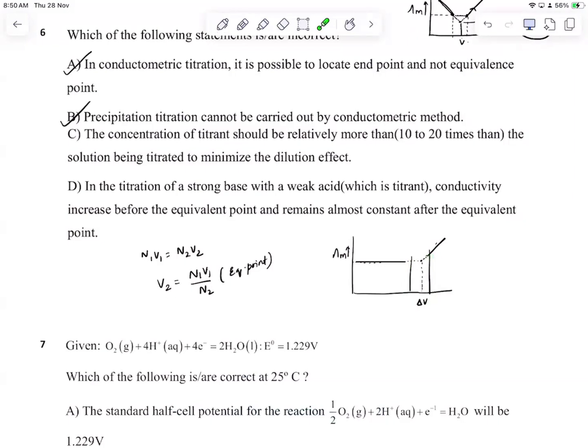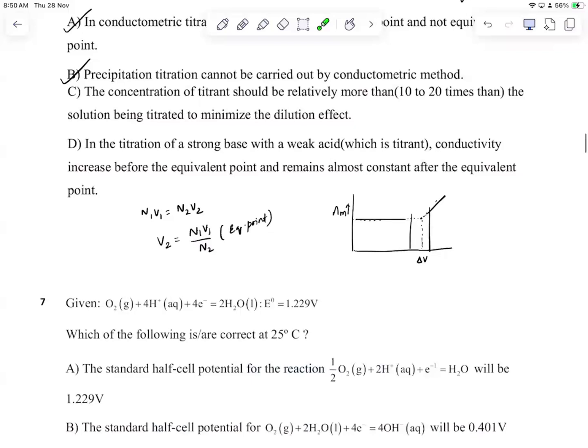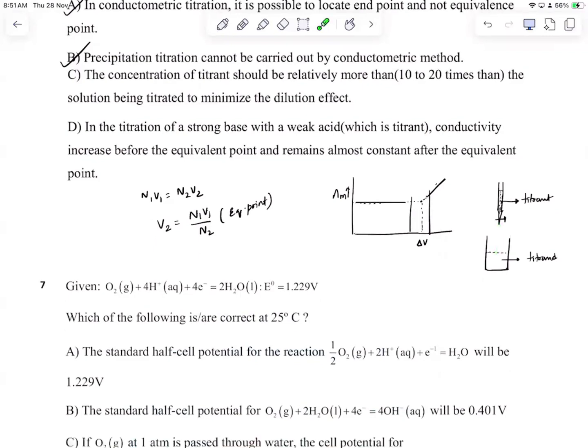Next, the concentration of the titrant should be relatively 10 to 20 times more than the solution being titrated, to minimize the dilution effect. Okay, correct. See, if you have it like this, this is your titrant and this is the solution being titrated. When you titrate both of them, if the titrant concentration is at least 10 to 20 times more, it will help identify the exact equivalence point and also minimize the dilution effect. That means here you will not have too much dilution of the solution.